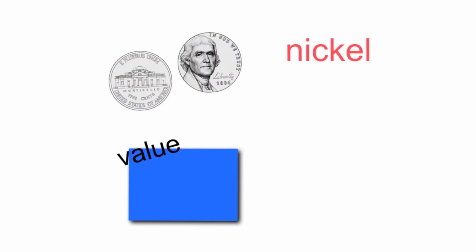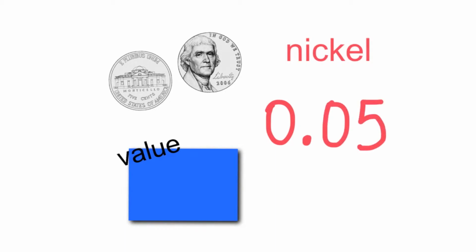Now, the nickel. The way you write the nickel is like this: $0.05. So that's 1 nickel. And the value of it is 5 cents. So how much is it worth to have one? It's 5 cents. Here's the front, here's the back.